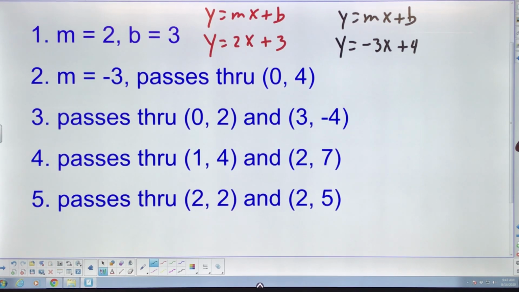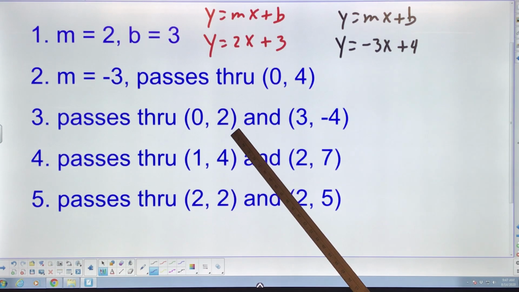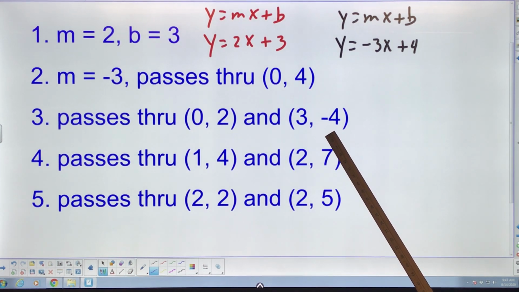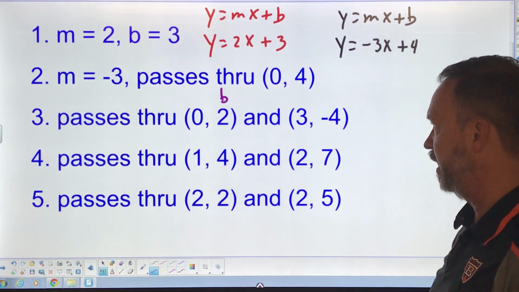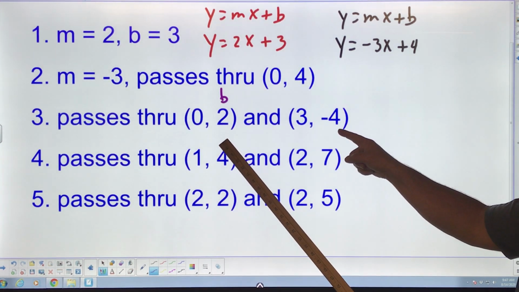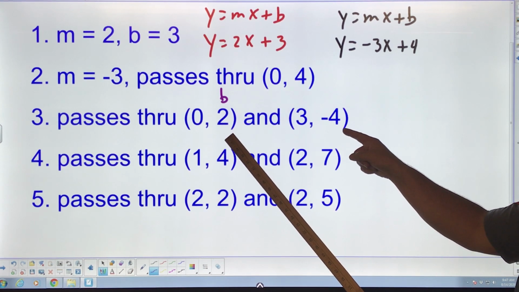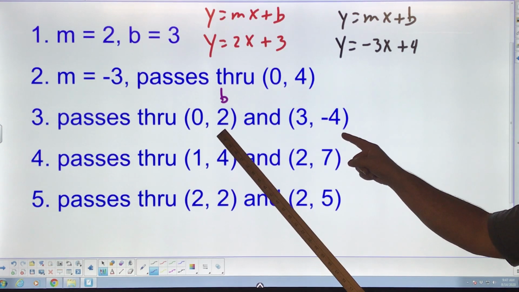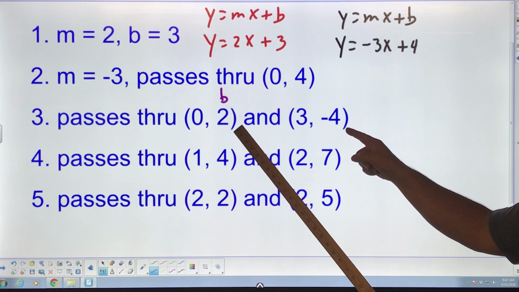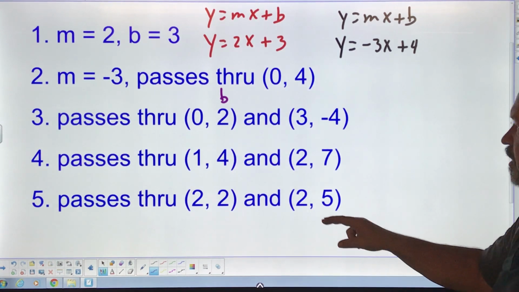That's number 2. Number 3 says passes through this point and this point. Well, let me just say, first of all, that's a b. I'll use that later. And then I've got to find the slope here. I either find the slope doing rise over run on a graph or using the slope formula. I've got to find the slope somehow, okay? So the slope is 2, I believe.